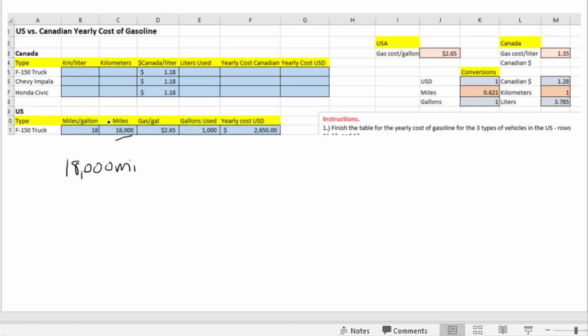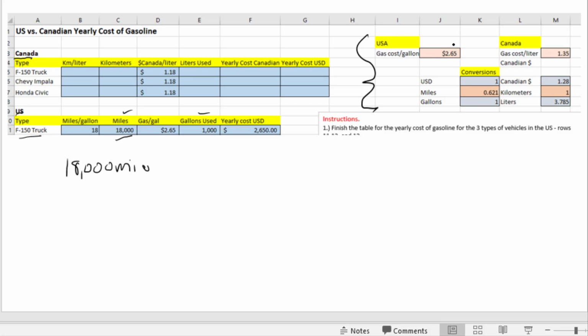Okay, so the first thing I'm going to do, we're going to change this into Canada, right? So what does it cost in Canada to drive a similar amount of distance with a similar amount of gas with the same kind of vehicles per year versus the United States? That's what we're looking at. So I'm going to convert 18,000 miles, which they all are, to kilometers. I have all my conversions over here.